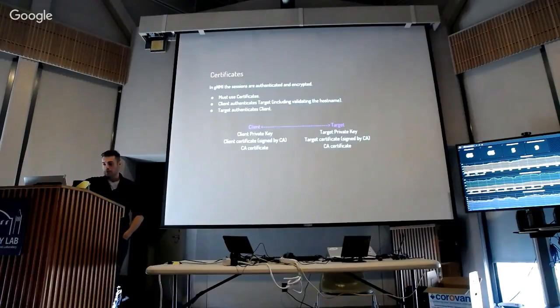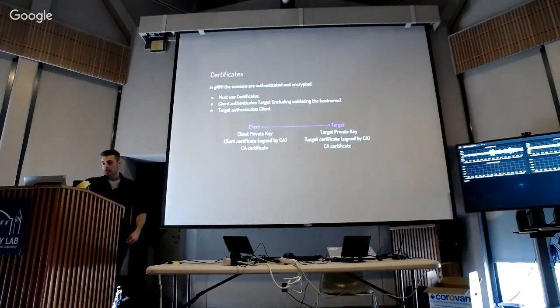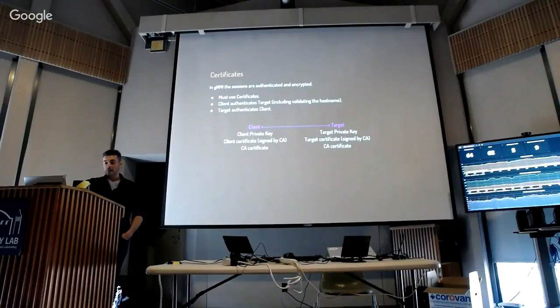Certificates. As I mentioned before, gNMI sessions are authenticated and encrypted, and they all must use a certificate. The client authenticates the target, including validating the hostname. This is important, and the target authenticates the client. So between the client and the target, you will see these artifacts: the client private key, the client certificate signed by a CA, and the CA certificate. On the target, the same thing, but for the target.